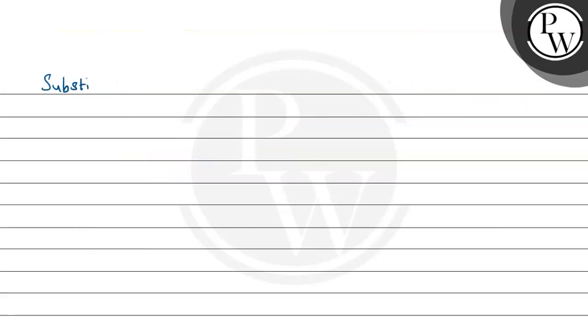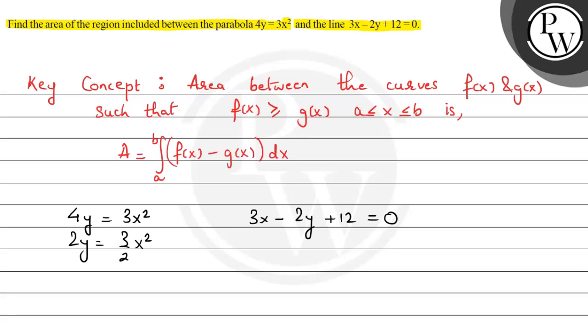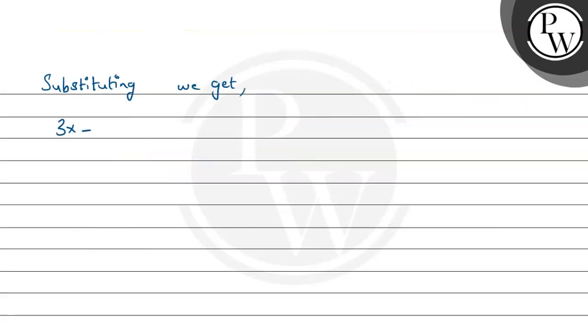substituting, we get, so here we have 3x minus 2y. 2y is 3 by 2 x squared. So this is 3x minus 3 divided by 2 times x squared and plus 12 equal to 0. So now here we have a quadratic equation. Let's first simplify. We get 3x squared minus 6x minus 24 equal to 0.